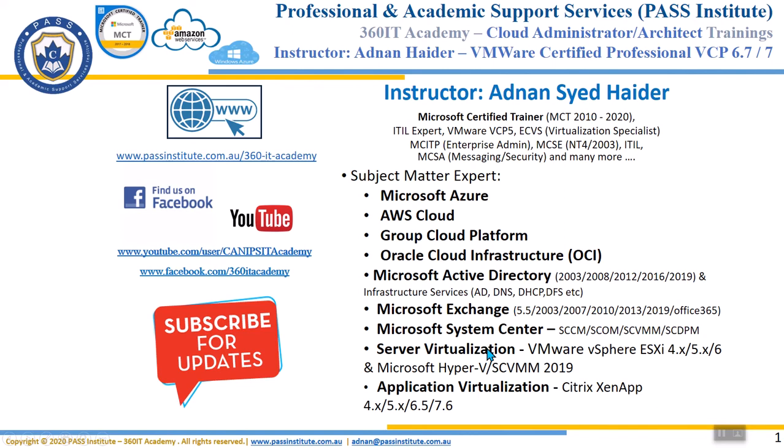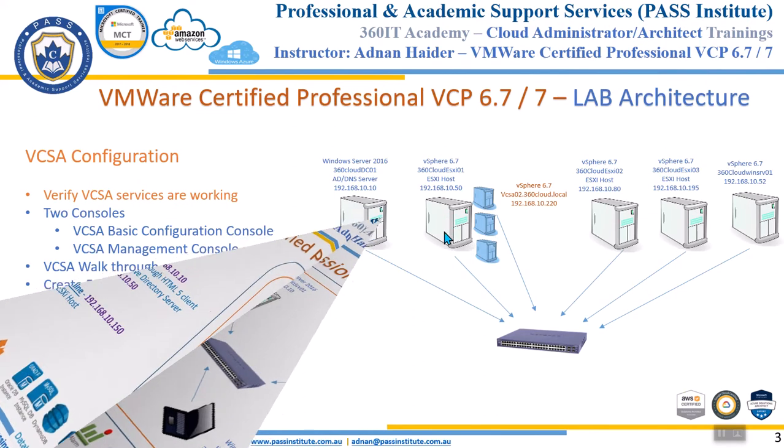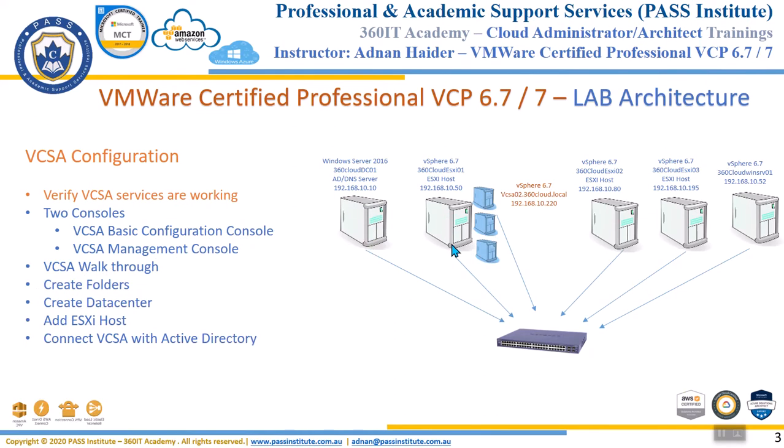So in this video we are going to explore VCSA, and in this series we created this architecture for VC with the ESXi host installed. So we installed one ESXi host and we installed a Windows server with Active Directory DNS. And in the previous video we installed VCSA as well, and in this video we are going to configure VCSA.